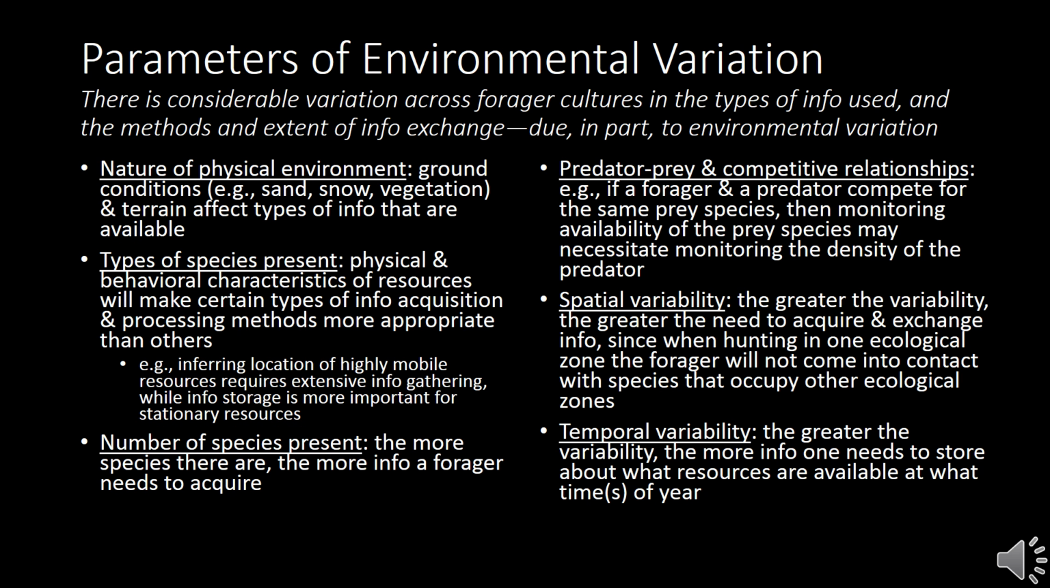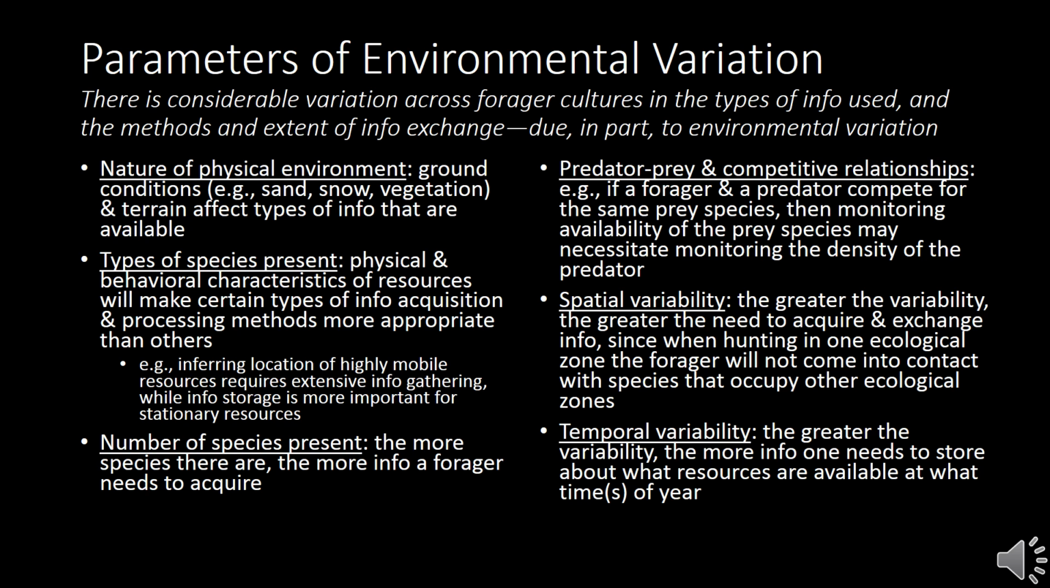There is considerable variation across forager cultures in the types of information used and the methods and extent of information exchange. Some of this variation stems from environmental variation. Foragers adopt decision-making processes which are appropriate to the specific problems they face. Mythen breaks environmental variation down into 6 parameters. The first of these is the nature of the physical environment.